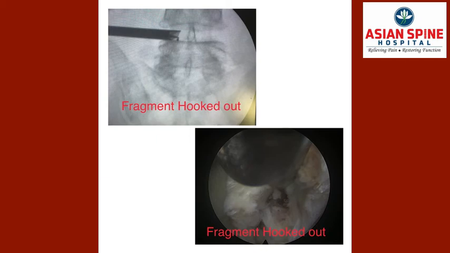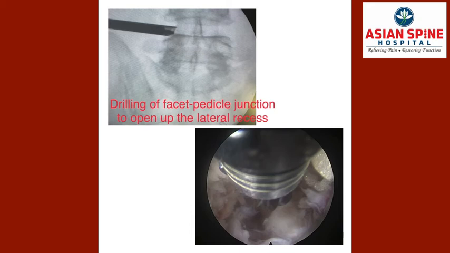According to the MRI, the fragment is just adjacent to the pedicle, so our fragment should be here if our understanding is correct. But even if the fragment has come out, we are not sure whether we have removed the complete fragment. So it is better to visualize and open up the lateral recess. I am using a flexible or articulating burr to open up the lateral recess, confirming on the C-arm X-ray.